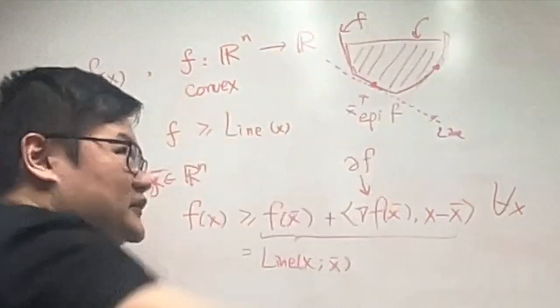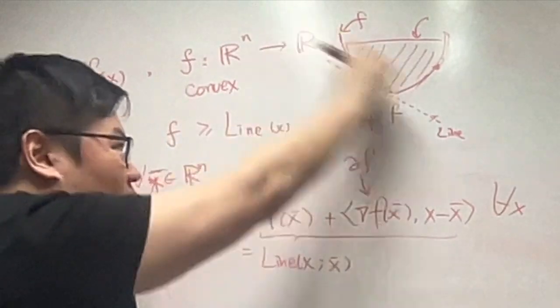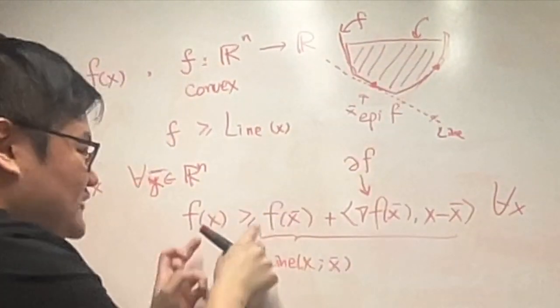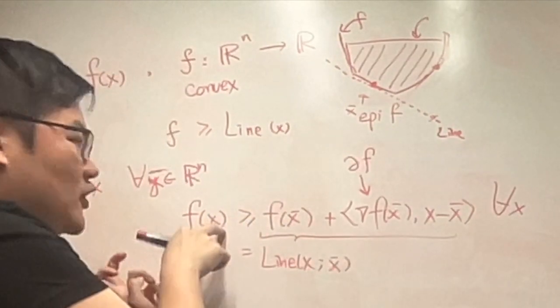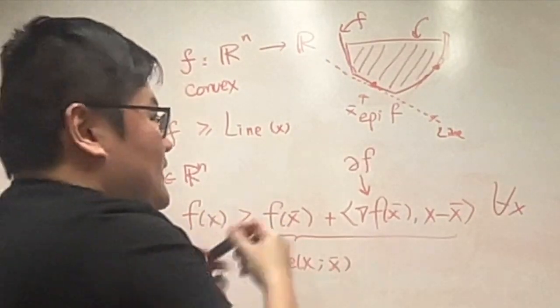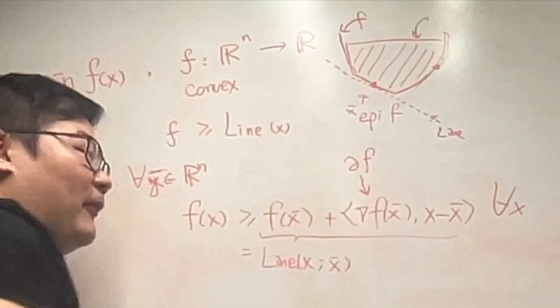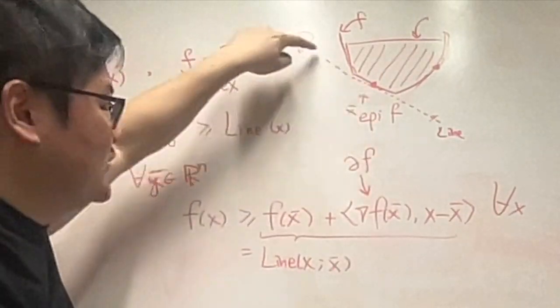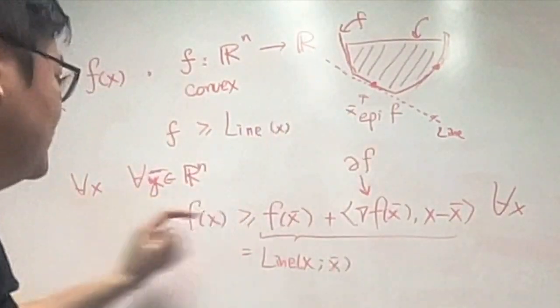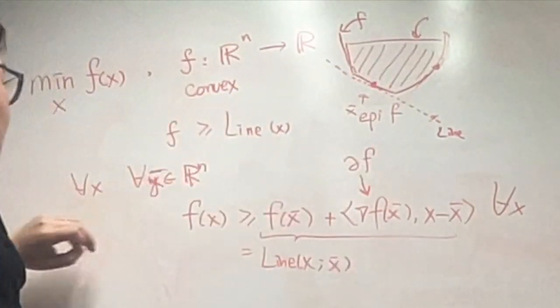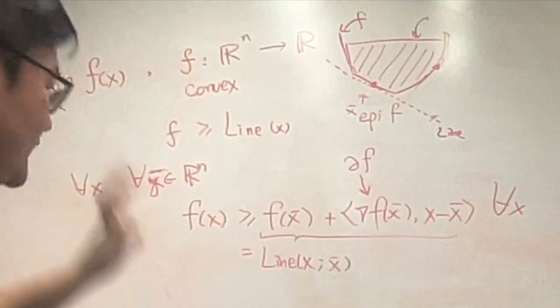Any point in the function, I can find a point. Then at that point, I can draw a line. And this line has a special property. It has to be below the original function at any x. So at this point, you can think of this as an anchor point or a reference point. At this particular reference point, I draw a line. This line is below the whole f for any x. Then if this is true for any x bar, that means any anchor point and any x, then this function is convex. So this is the math definition.